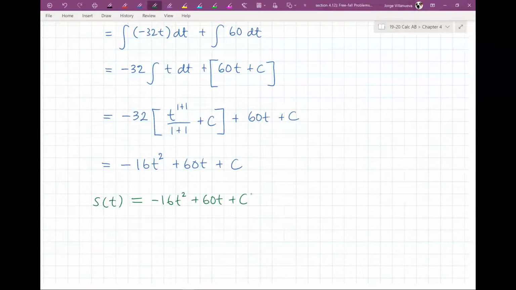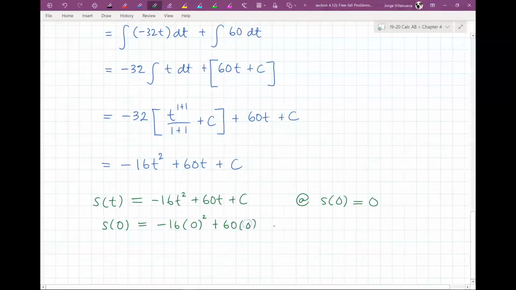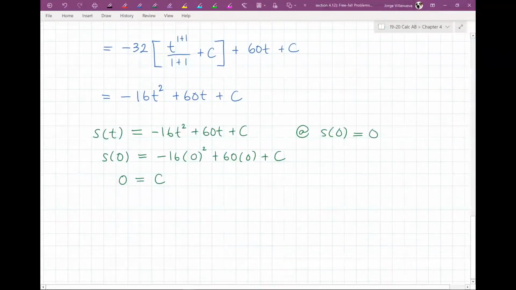At time equals 0, okay, so I'm going to say s of 0 is 0. So let me plug that in. S of 0 equals negative 16 times 0 squared plus 60 times 0 plus c. Now, s of 0 is 0, right? So I'm going to put a 0 right here. Now, what do I get on the right side? Just c. So what's my value of c? 0. So here's my position function: negative 16t squared plus 60t.